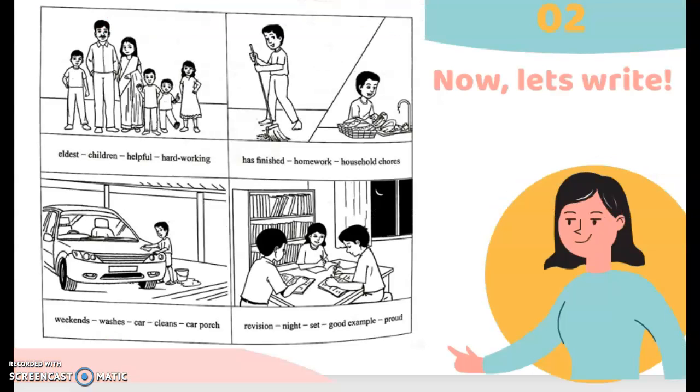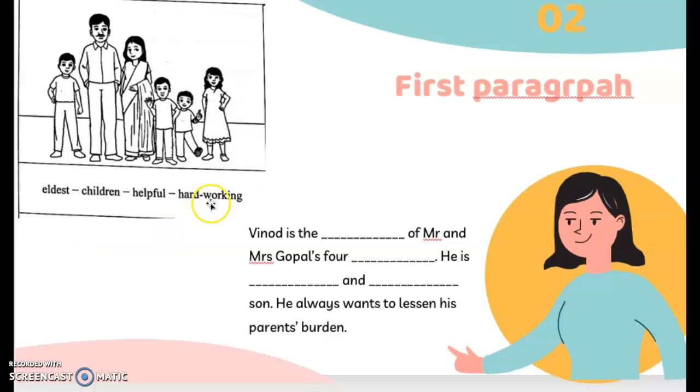There are 4 pictures given to you here with certain words as guidance. First of all, you have to decide the character and you have to decide how many paragraphs you are going to write. If you wish to write 4 paragraphs, each picture could be a guide for each paragraph. But if you wish to write 3 paragraphs, you have to combine any of these pictures in a paragraph. Okay, let's look at the first paragraph.